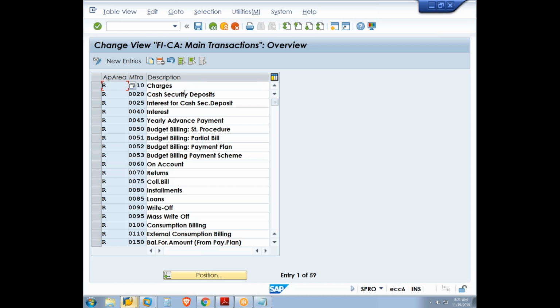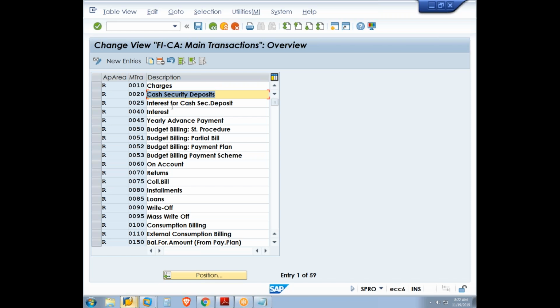For example, you can see charges. That means you are posting some charges to the contract account, which could be charges pertaining to some interest calculation or something. Now, security deposit: you are basically preparing a FICA document posting a security deposit. Main transaction is 20. Interest on the cash security deposit means first you process the security deposit, for which you are posting a FICA document.